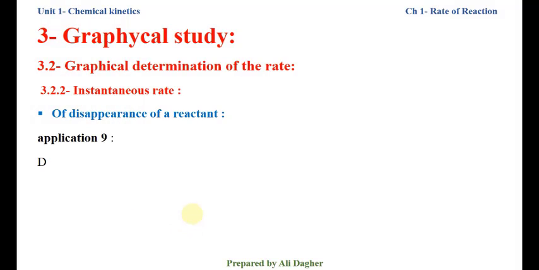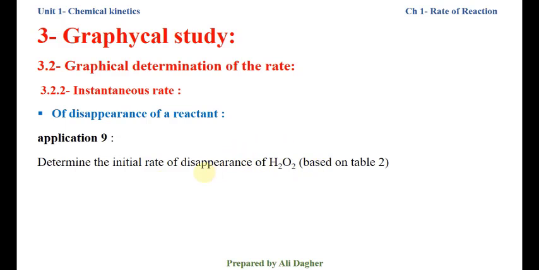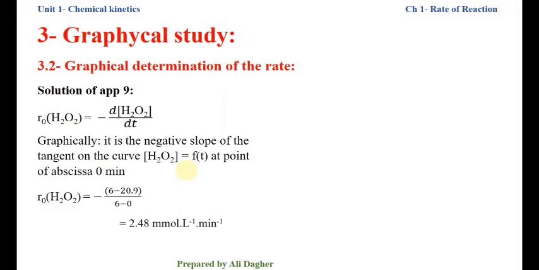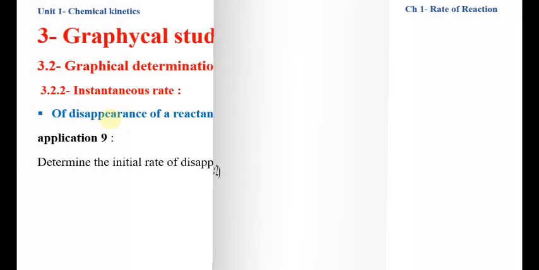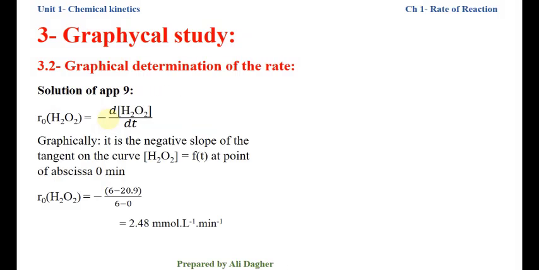(concentration 1 minus concentration 0) over (T1 minus 0). Application 9. Determine the initial rate of disappearance of H2O2 based on the table 2. Definition: initial rate of H2O2 equals minus d[H2O2]/dt.